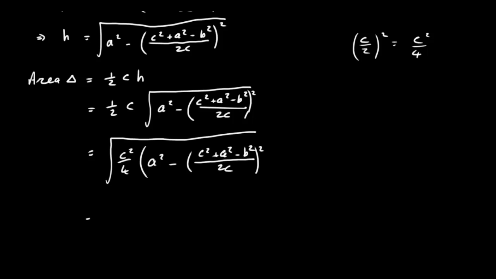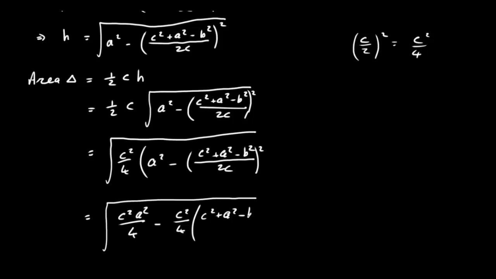So let's just push on again. Next thing I'm going to do is multiply this out. I'm going to multiply the c squared over 4 by a squared, and I'm going to multiply the c squared over 4 by all of this here. So what I end up with here is c squared a squared over 4 minus c squared over 4 times ((c squared plus a squared minus b squared) over 2c) squared. Okay.